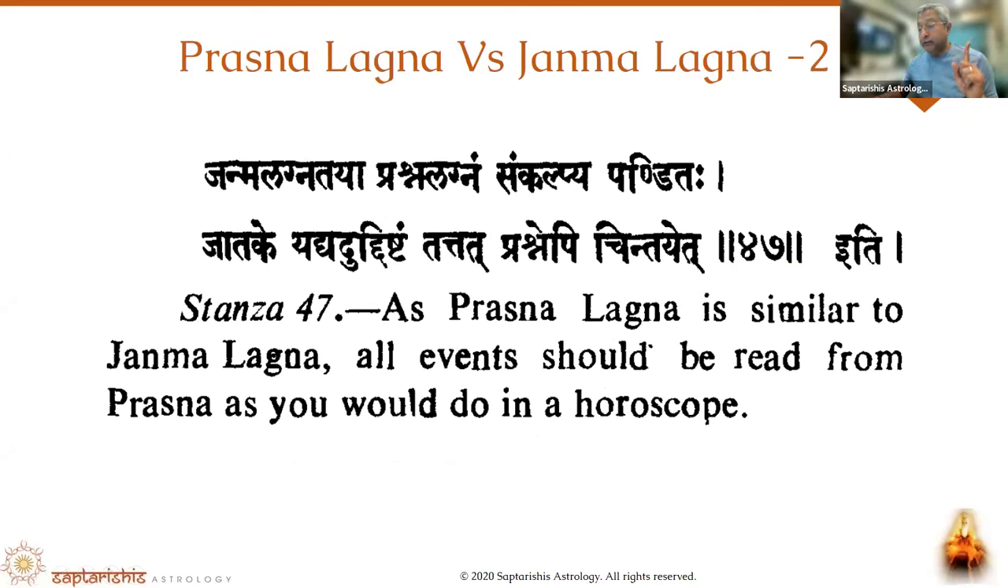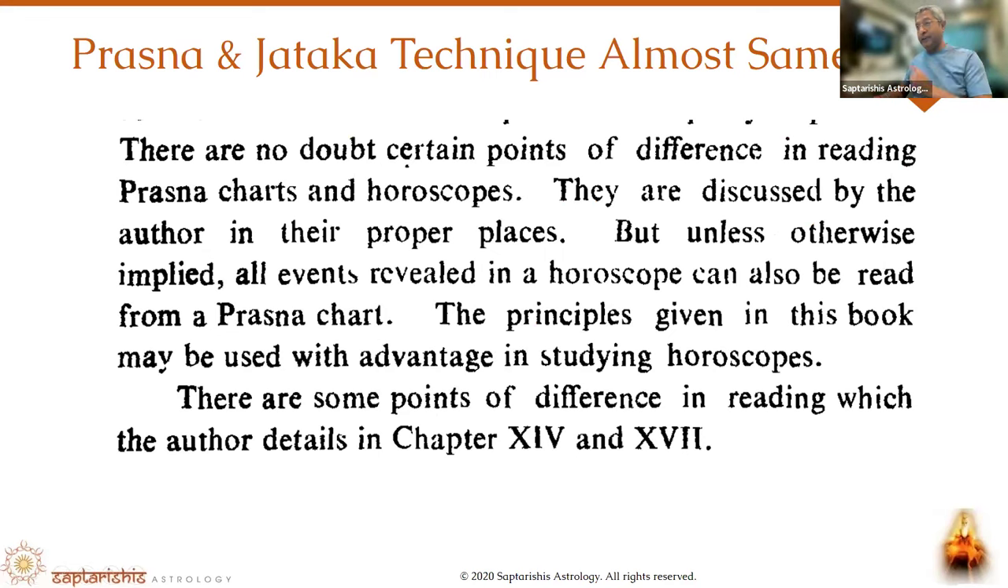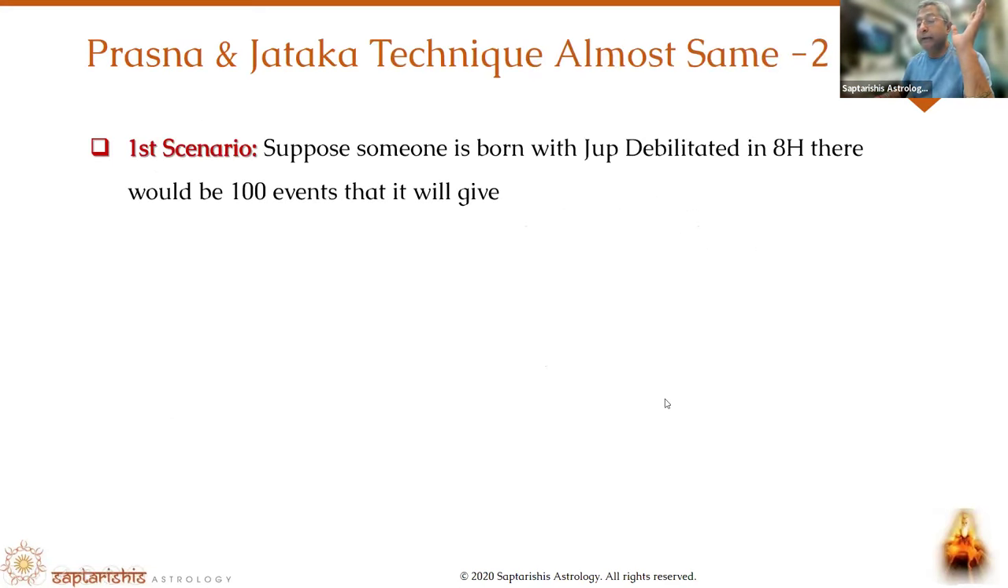As Prashna Lagna is similar to Janma Lagna, all events should be read from Prashna as you would do in a horoscope. The very start of Prashna Marga book, Shloka 47, chapter 1. But see B.V. Raman's commentary. There will be certain techniques in Prashna which are applicable when you read Prashna. There will be certain techniques which are applicable only to Prashna. Difficult to apply it in natal horoscopy. You getting it, everybody?